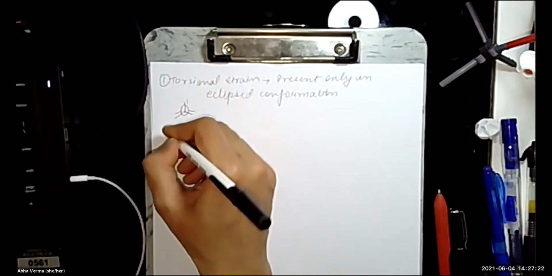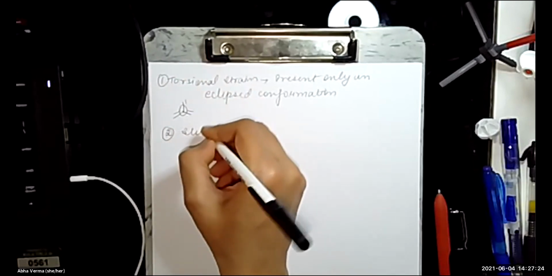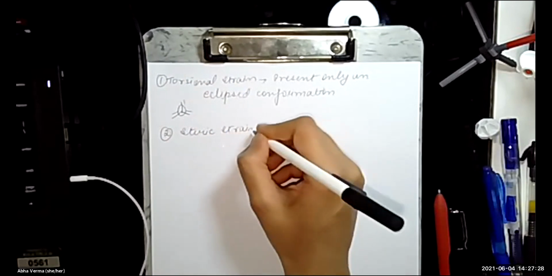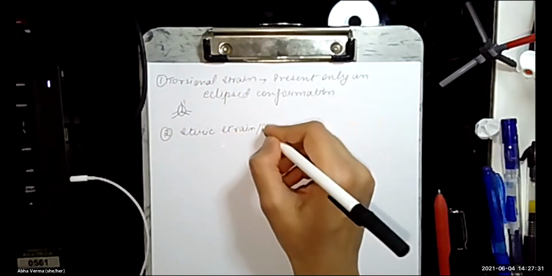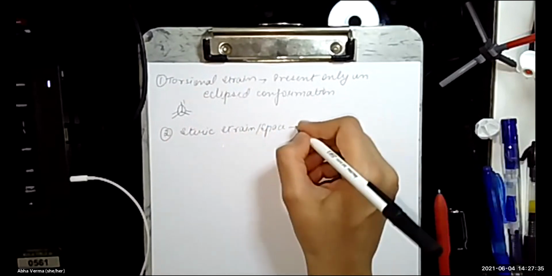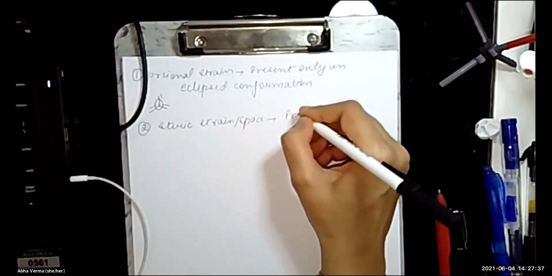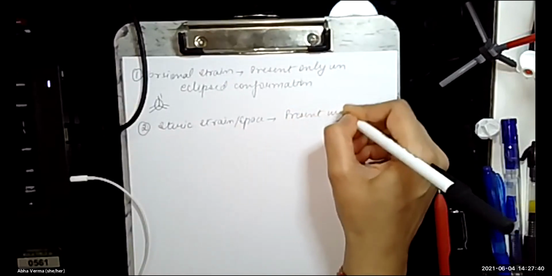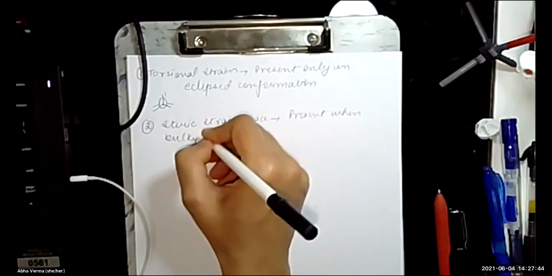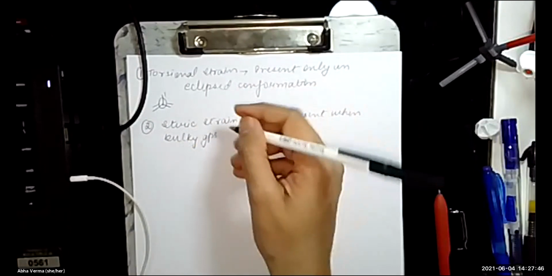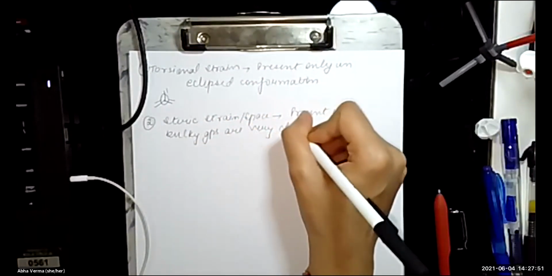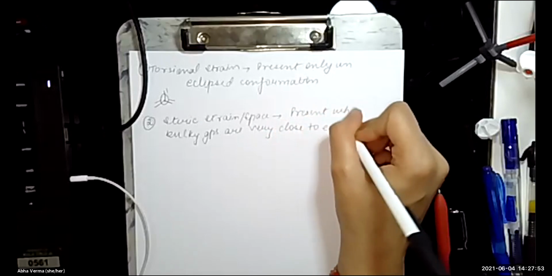The second strain that we look at today is known as the steric strain or the space strain or the non-polar strain, and this is present only when bulky groups or any other group other than hydrogens are very close to each other.